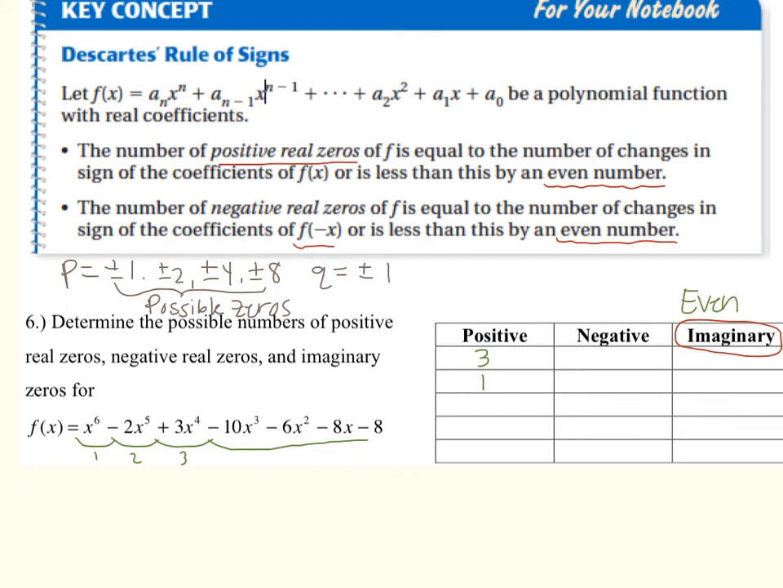Okay, so we now know that for positive roots, we've got 2 possibilities. We could have 3 of them, or we could have 1 of them. I can't go down by 2 anymore, I'd be in the negatives. So there's only 2 possibilities. We could have a maximum of 3, or we could have only 1.